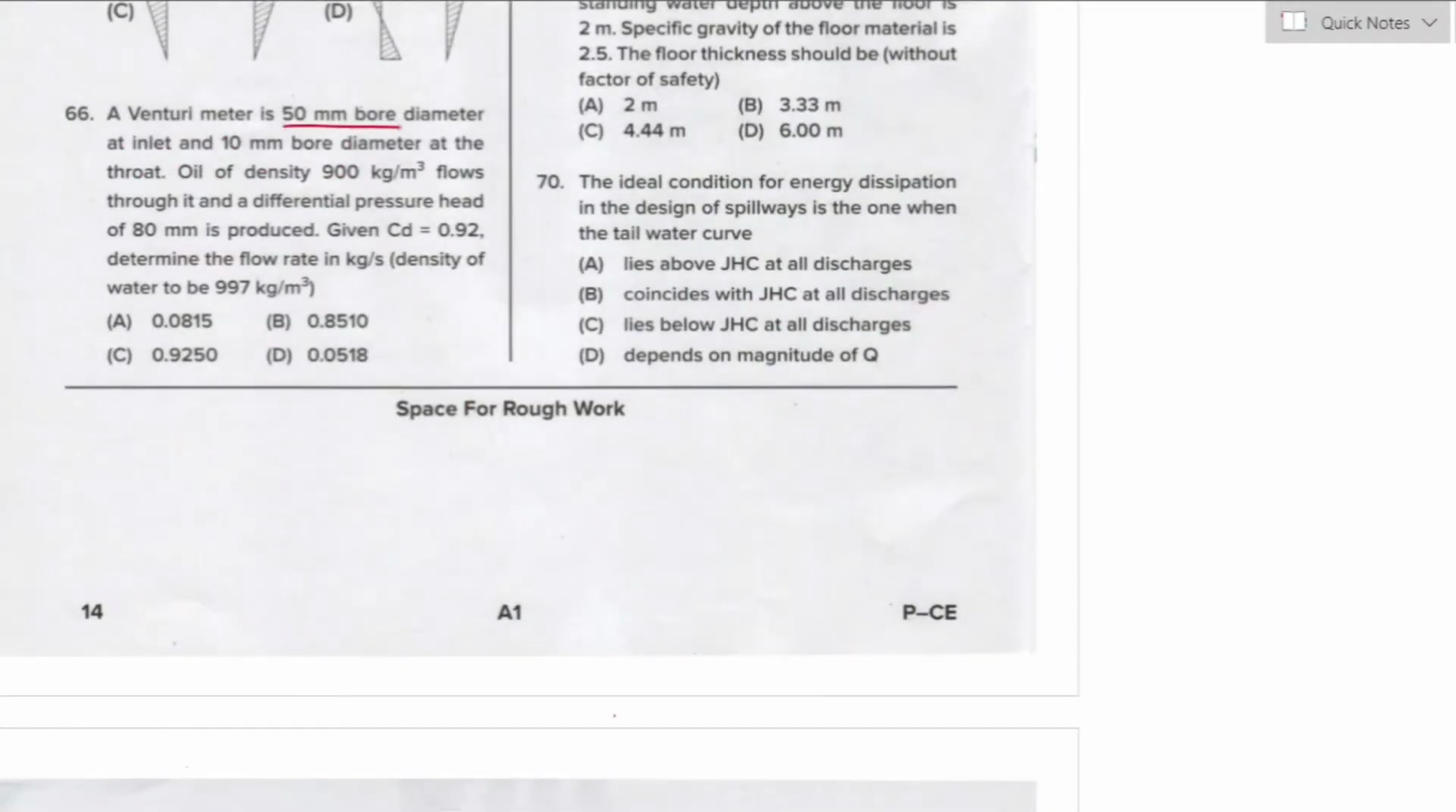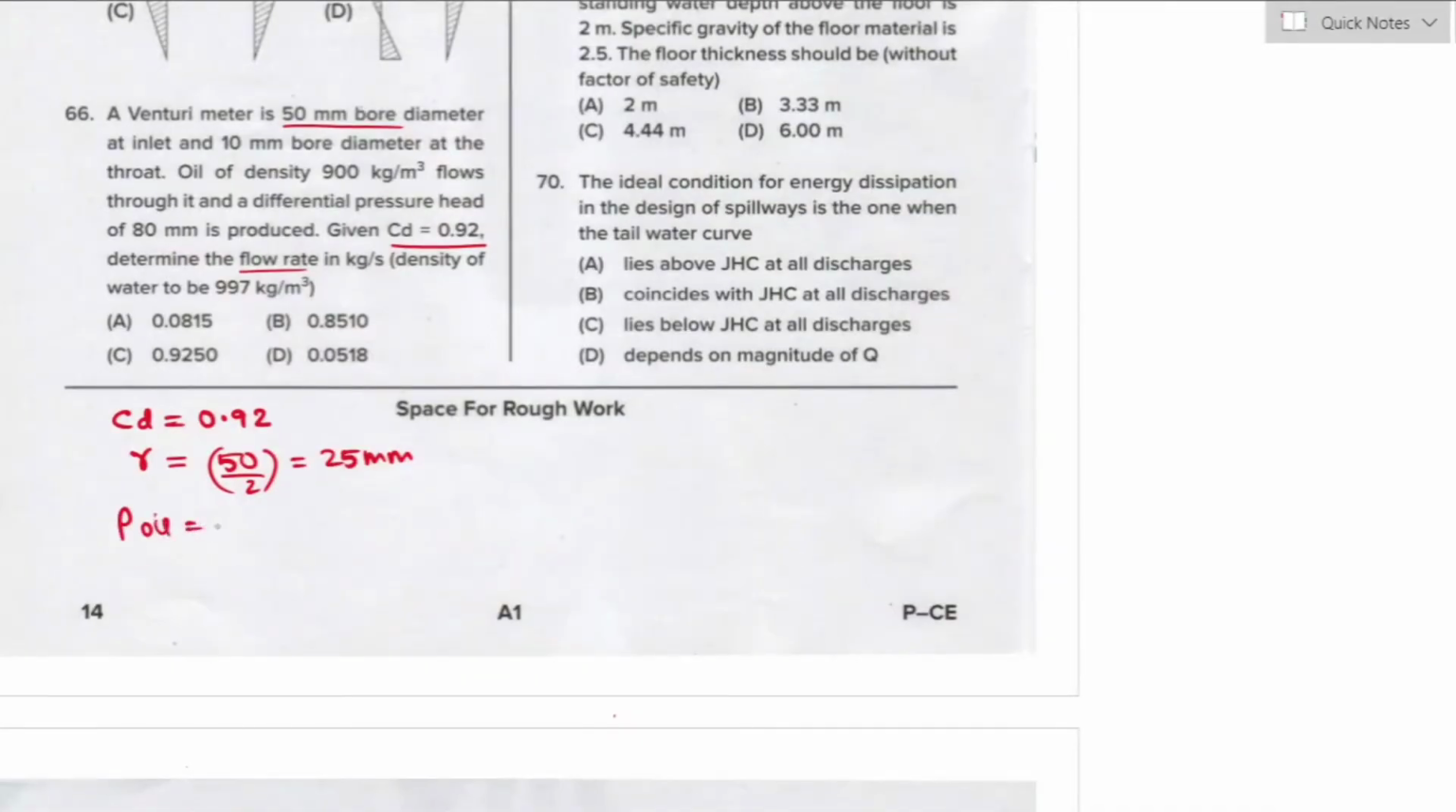Question number 66. A venturi meter is 50 mm bore diameter at inlet and 10 mm bore diameter at the throat. Oil of density 900 kg per meter cube flows through it and a differential pressure head of 80 mm is produced. Given that coefficient of discharge is 0.92. Determine the flow rate in kg per second, assuming the density of water to be 997 kg per meter cube. So, let us write down the given data. Coefficient of discharge is 0.92. Radius of the venturimeter at inlet will be 50 by 2, so it is 25 mm.